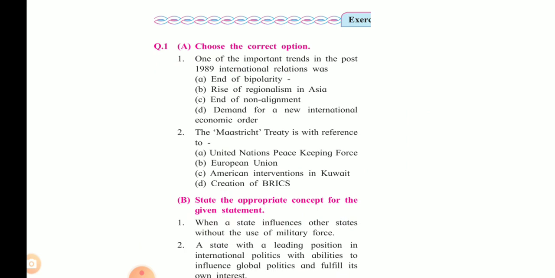Now second, the Maastricht Treaty is with reference to. Answer B, European Union.